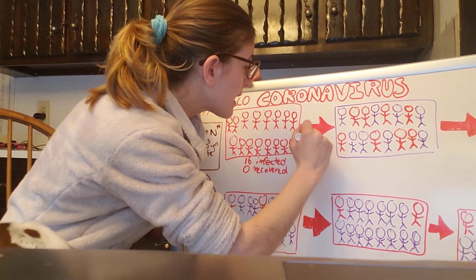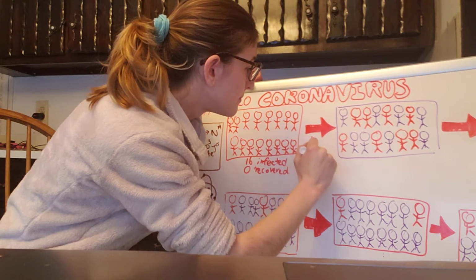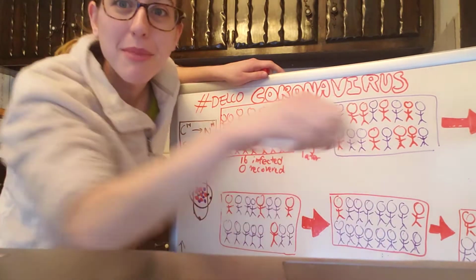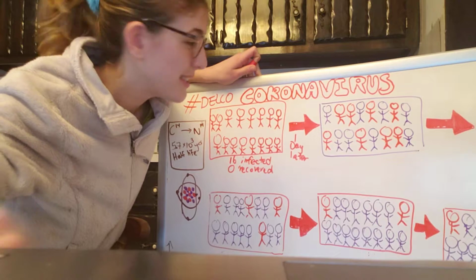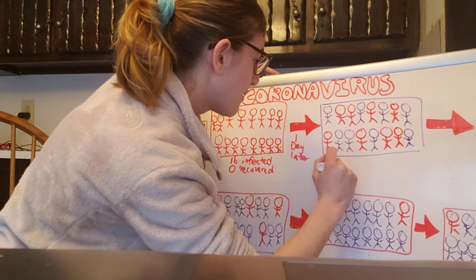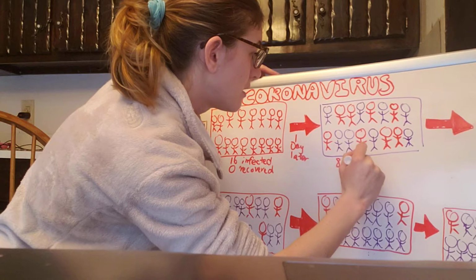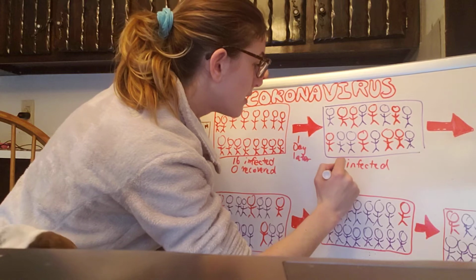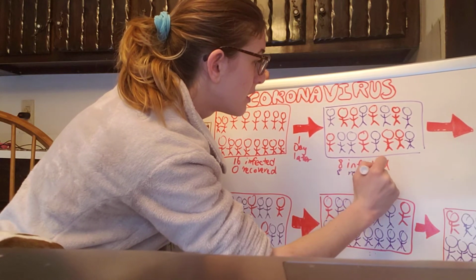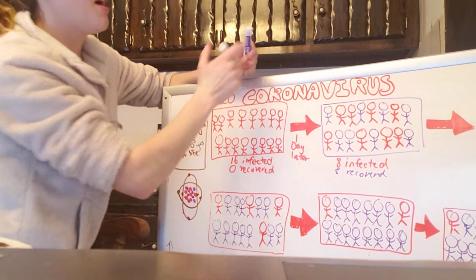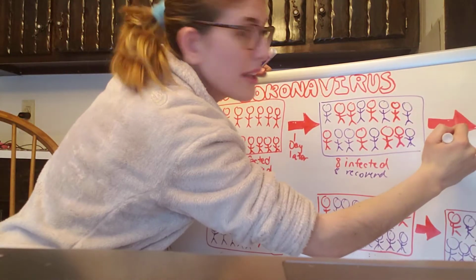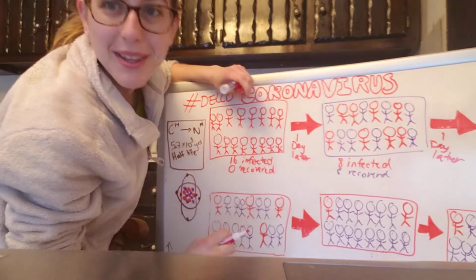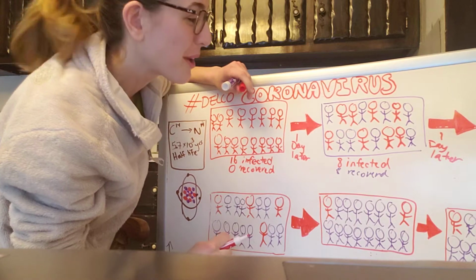About a day later, 1 day later, miraculously, 8 of these people have recovered. So now they're in purple. And I still have 8 infected. So 1 day later, I'm going to have 8 infected, and I'm going to draw this in purple, 8 recovered. All right, another day later, 1 day later. Now this is assuming that the recovery period is pretty quick for the coronavirus.